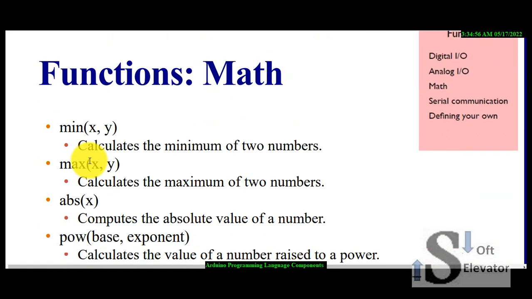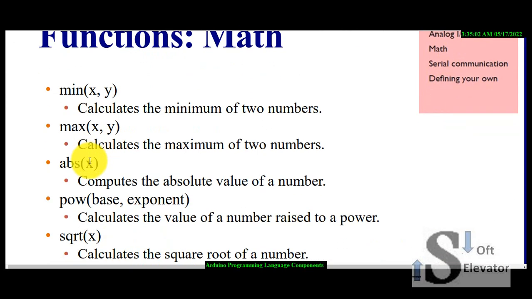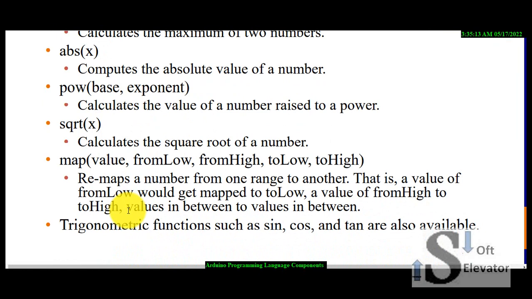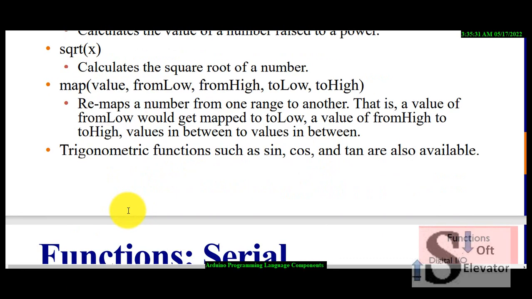Math functions: minimum of x or y, maximum of x or y, absolute value of x, power (exponential base and exponent), and square root. The map function has 4 parameters: value, from low, from high, to low, to high, and it maps the value from the range low to high to the new range. Trigonometric functions such as sine, cosine and tan are also available.